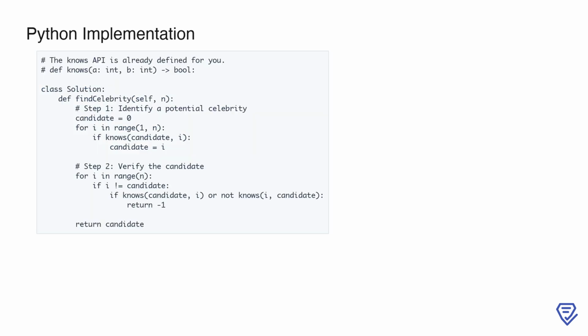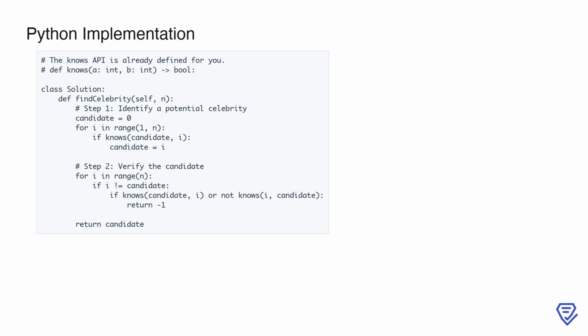This solution efficiently solves the find the celebrity problem using a two-step approach. The goal is to find one person, if any, in a group of n individuals who is known by everyone but knows no one. Step-by-step explanation. 1. The knows API. This function is predefined and allows us to check whether person A knows person B. This is the core utility for solving the problem.